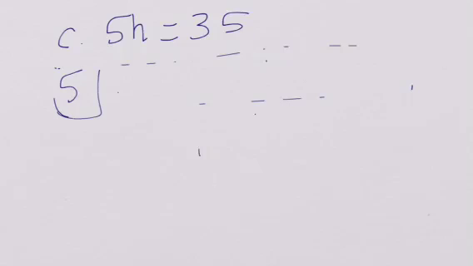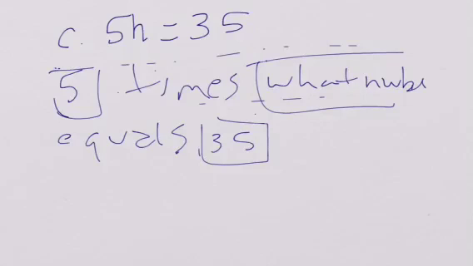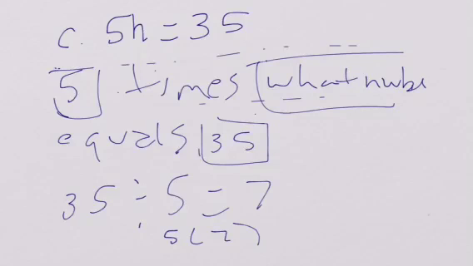Okay, it's 5 times what number equals 35. So 35 divided by 5 equals 7. So we know 7 is going to be our thing. Let's test it out. We have 5 times 7 equals 35.